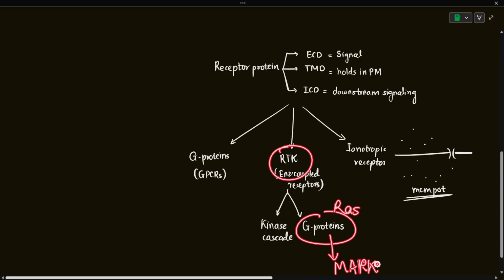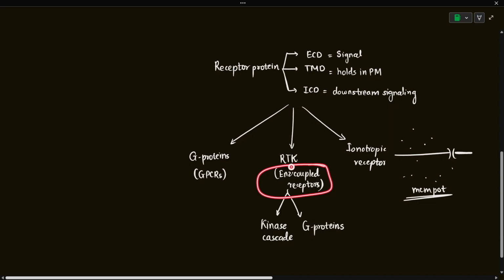Okay, MAP kinase module, which is again going to activate some kinase cascade. So either of them could be activated with the use of RTKs. But the receptor tyrosine kinases that we discussed till now have an intrinsic kinase domain, but there are some receptors which also come under the category of enzyme coupled receptors that we are going to discuss from today. Those are the receptors that are coupled with the cytoplasmic tyrosine kinases.